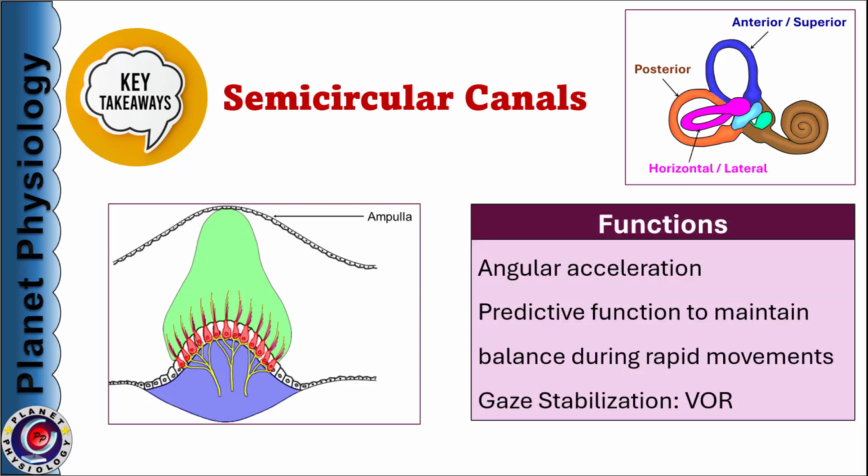Semicircular canals are specialized to detect angular acceleration, that is the rotational movement in any plane. Their predictive function helps to maintain balance during rapid movements, and because of VOR, they help in vision stabilization during the movement. So next time you spin, flip or turn your head, remember your semicircular canals are working in precise pairs, giving your brain real-time updates on your movements.